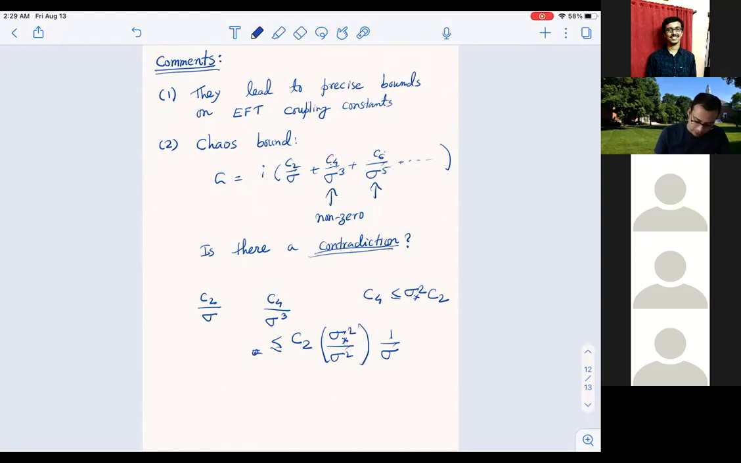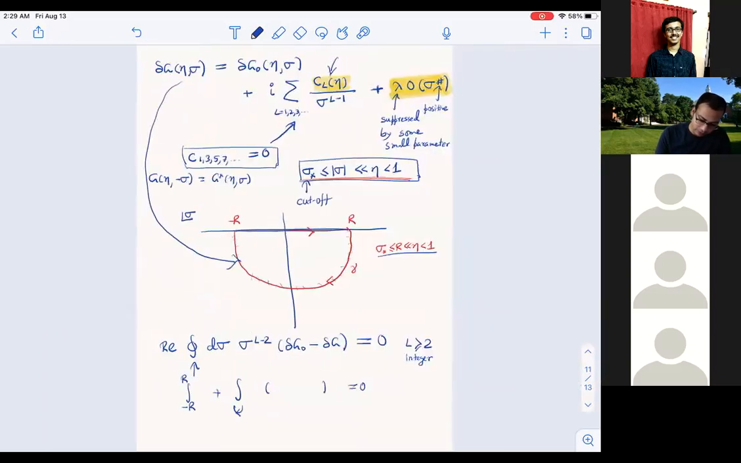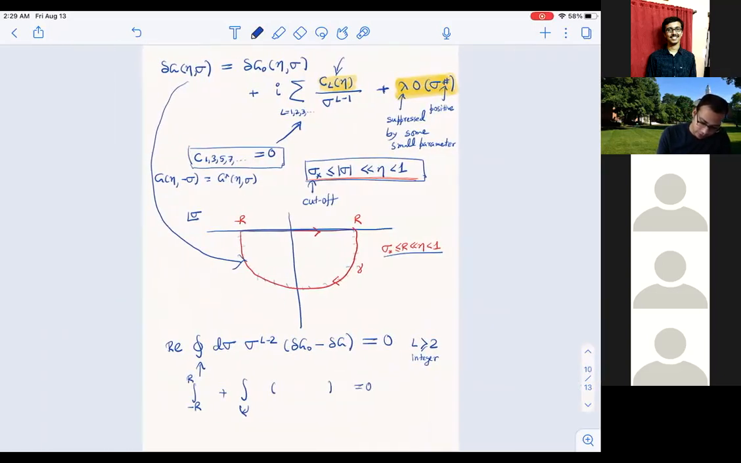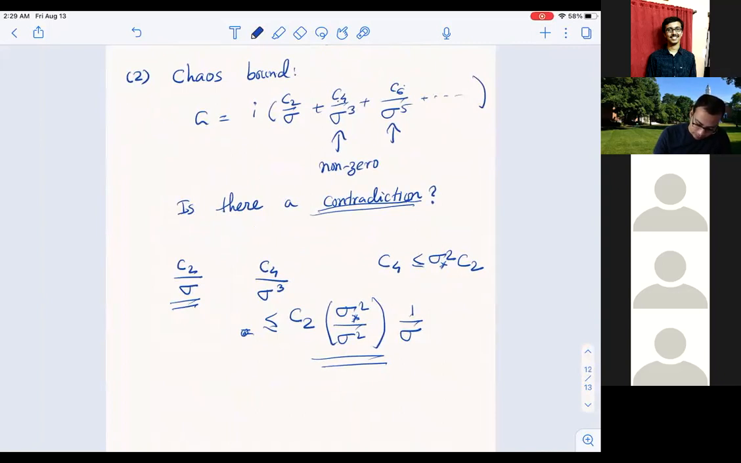Now, if I compare this term and this term, and since this expansion here is valid only for sigma greater than sigma star, this contribution is always strictly less than the contribution from the 1 over sigma term. And similarly, you can show that this is true for all the other terms.